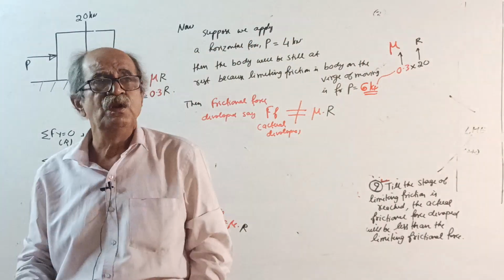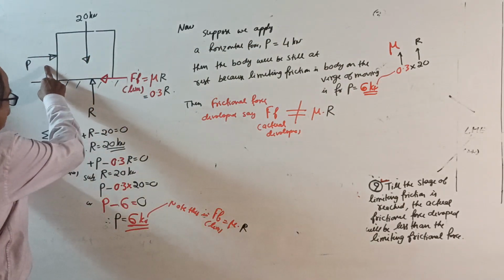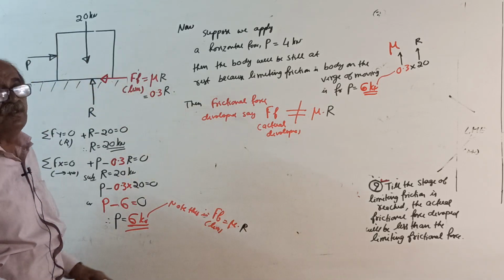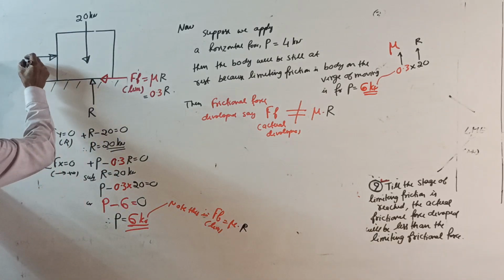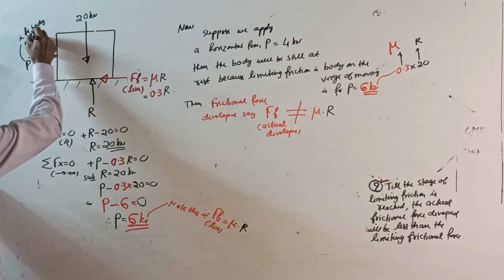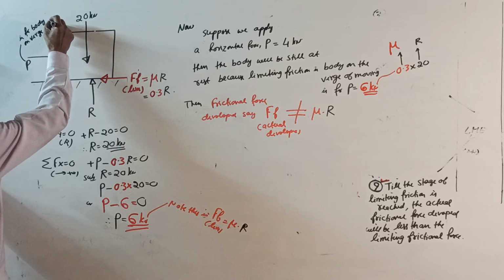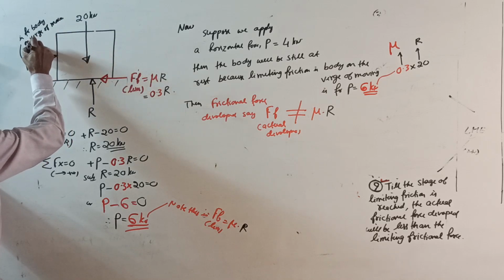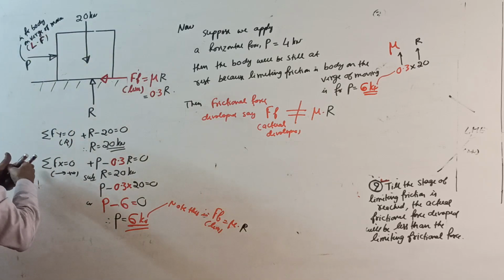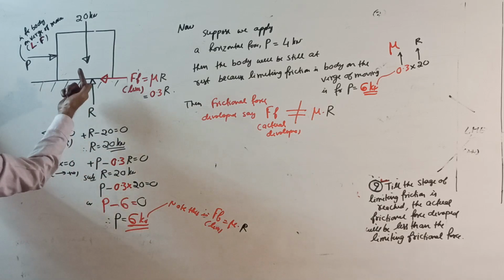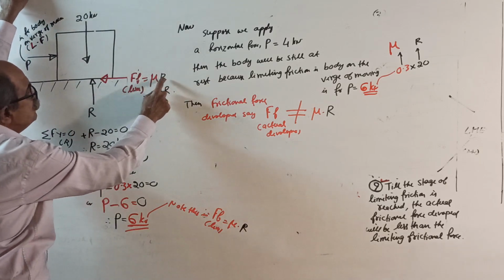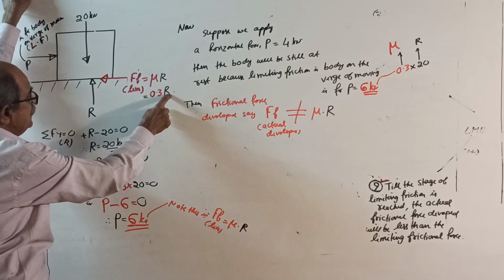See, just now I told we are applying a force P. I told already, the purpose of P is to see that the body is on the verge of moving. Remember, this P is for the body on the verge of moving. How many times have I told? Verge of moving, or it is a case of limiting friction. Okay, right. See, 20 kilonewton down, normal reaction R, and P. Now, since it is a limiting case, FF limit equal to mu into R, and mu is 0.3 into R.